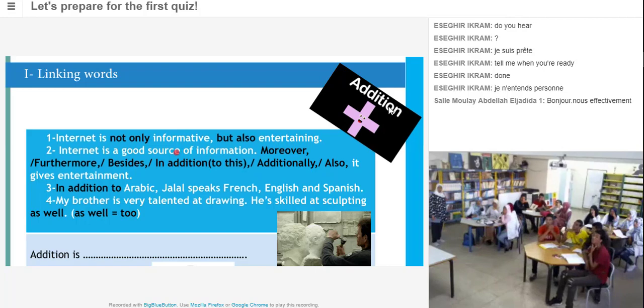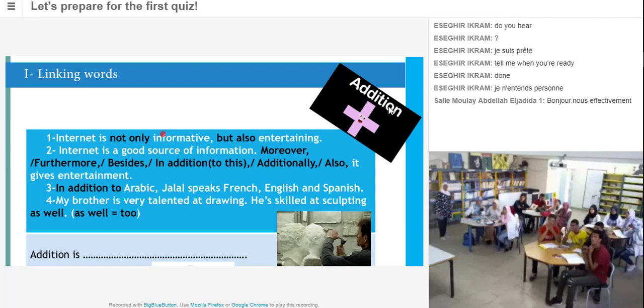Here, these are two adjectives, informative and entertaining. Now, the linking word I'm using here to show addition is this linking word, not only, but also. Okay, so this is the first example with the first linking word. I'm linking the idea about giving information to the idea of giving entertainment. Number two, internet is a good source of information. It gives entertainment. Here, it's the same idea expressed differently.